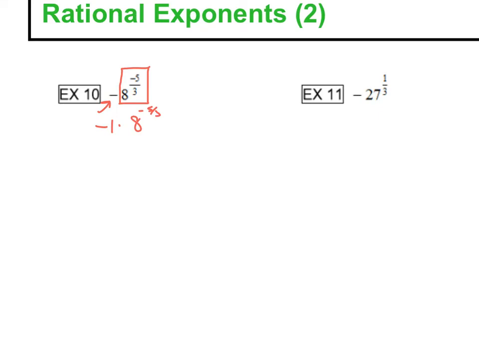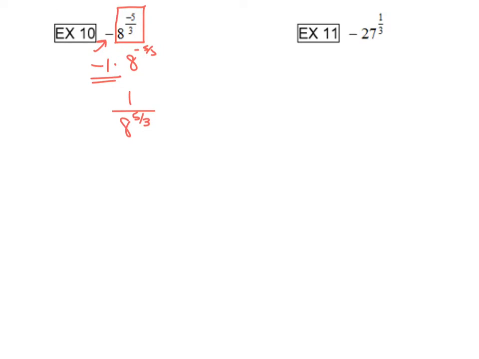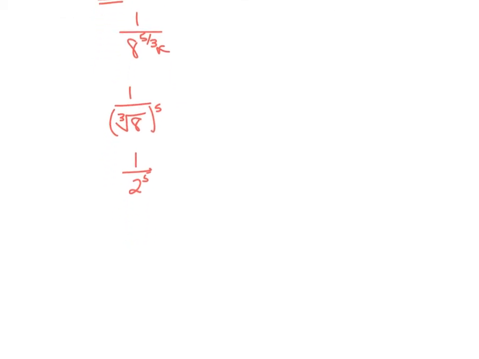So we have this 8 to the negative 5/3 power. Negative exponent, this goes 1 over 8 to the positive 5/3 power. I'm not forgetting about this negative that's out front. We'll deal with that in the end. 8 to the 5/3 power is the cube root of 8. Remember, we look at our root first. So cube root of 8, and we're going to raise that to the 5th power. Cube root of 8 is 2, and 2 to the 5th power is 32.